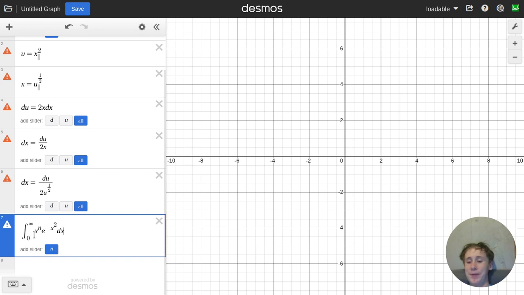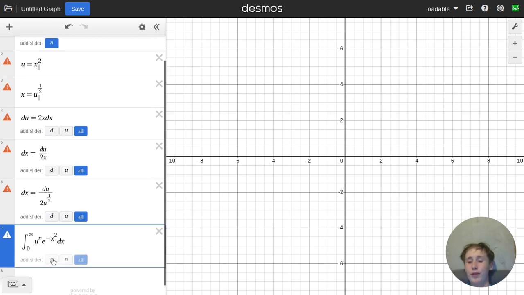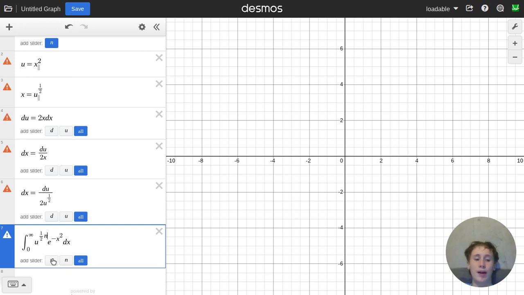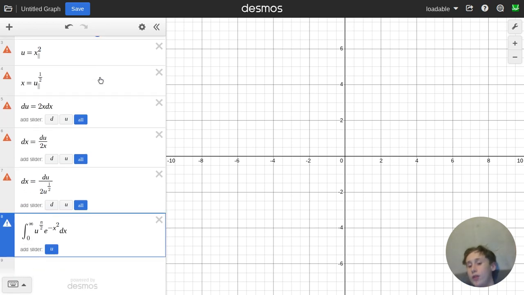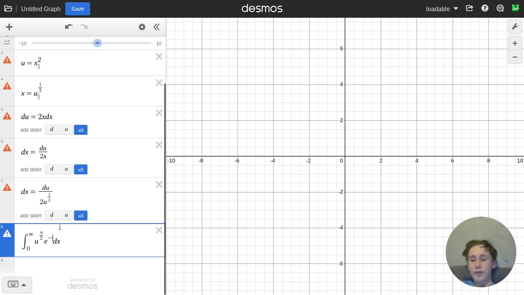Okay, substitute all this in. U to the 1/2. And of course, since that's already a power, we just multiply those into that. N over 2, u to the n over 2. N, of course, is going to be our number. I'm also going to go ahead and put this slider here so that we know if we're doing this wrong. So, u to the 1/2, e to the negative u specifically.